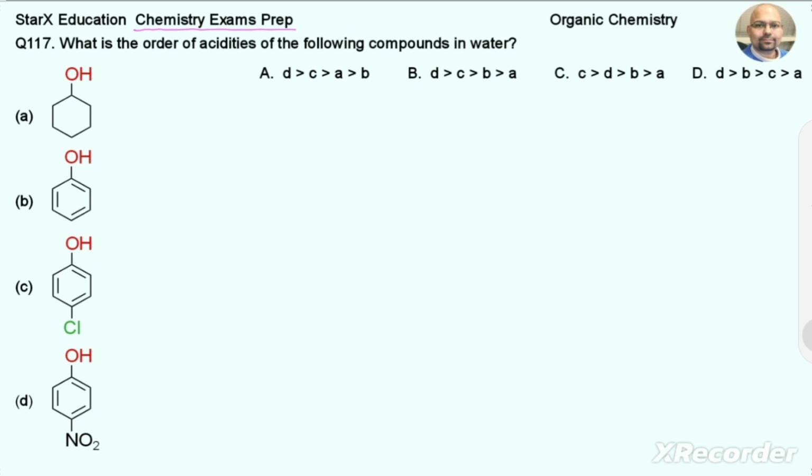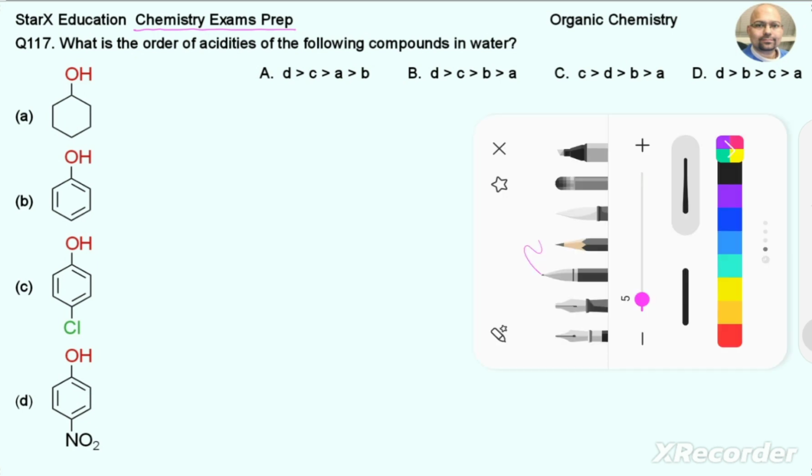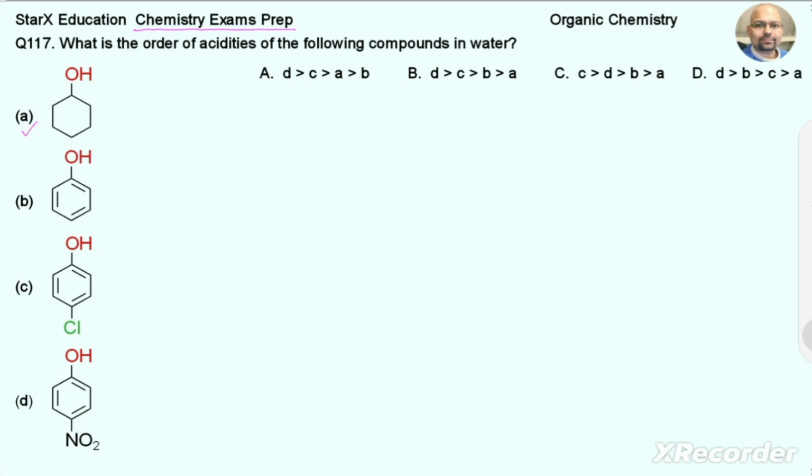This question is asking about the order of acidities of these following four compounds. Compound A is a simple alcohol. Compound B is phenol. Compound C is a substituted phenol, para-chlorophenol. Compound D is also a substituted phenol, para-nitrophenol.